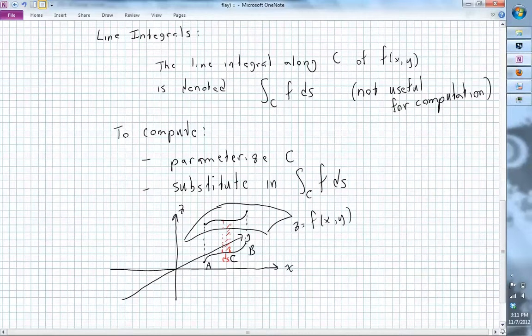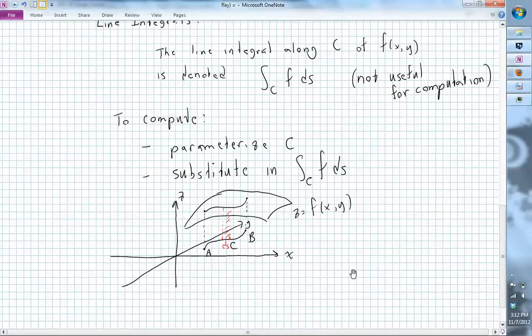And what we get is a little narrow piece of the sheet. And guess what the area of that sheet is, that little narrow red piece of sheet? It's this guy right here. F times ds, right? F is the height, ds is the width of the base, and then the integral is going to add it up. So this is the area of the red piece.